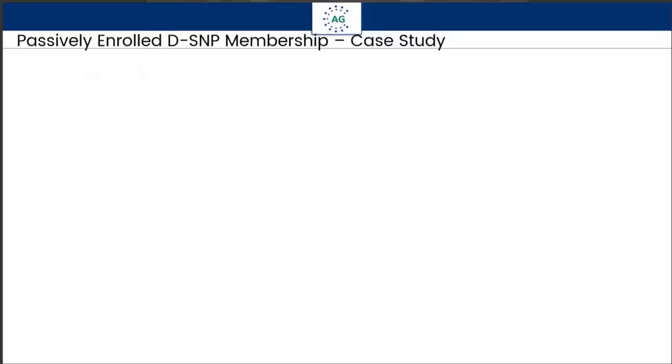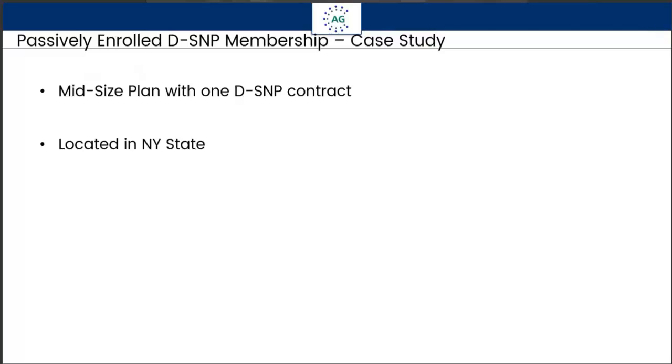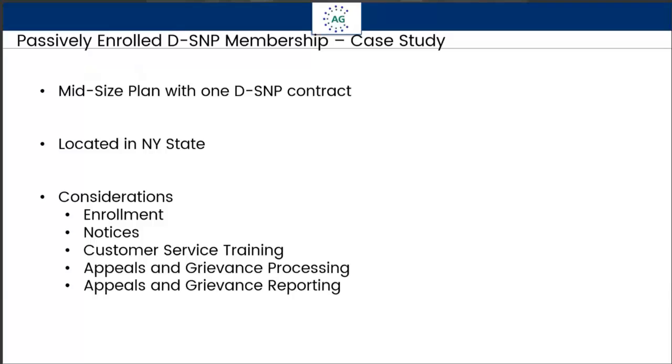Okay, so here's our case study. It's going to be a mid-sized plan that has one existing DSNP contract. They are located in New York State. That's important because this is a combination CMS state program, so states may have different rules around this. So this particular plan is in New York State. And just the things we looked at: we always look at process, people, and systems. So some of the considerations we looked at were enrollment, notices, customer service training, appeals and grievance processing, and appeals and grievance reporting. So let's walk through those.